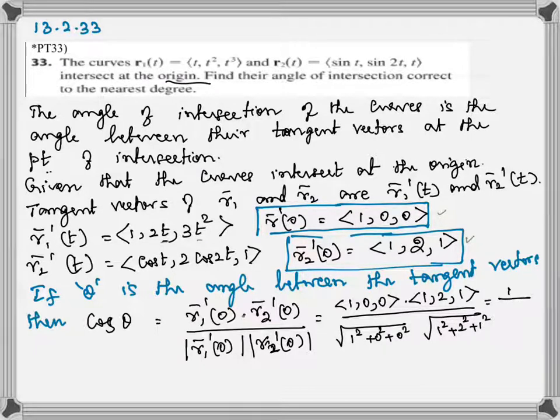If you multiply out the numerator, the dot product, 1 times 1 is 1, 0 times 2 is 0, and 0 times 1 is 0, so the numerator is just 1. In the denominator, the lengths of each tangent vector: the first one is 1, the second one is radical 6. So we got cosine theta, from which we can determine theta, which is cosine inverse of 1 over square root of 6, approximately 66 degrees from your calculator.